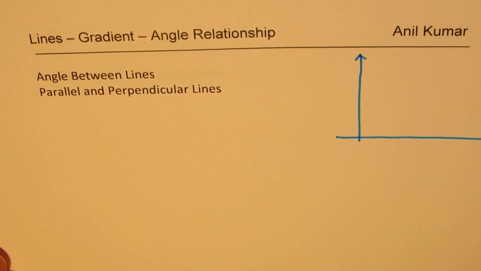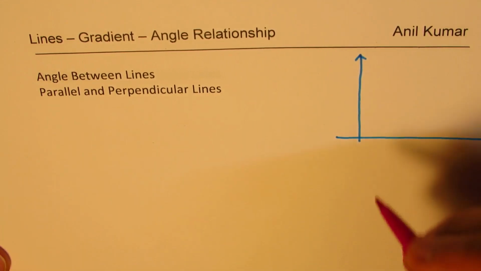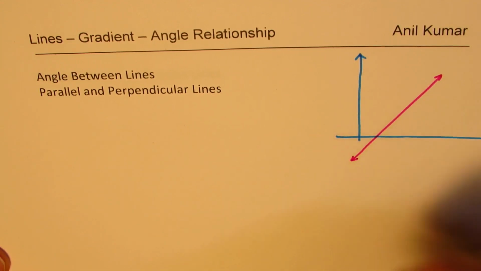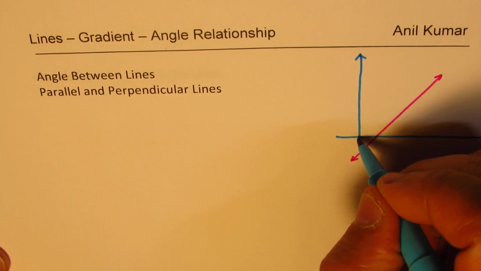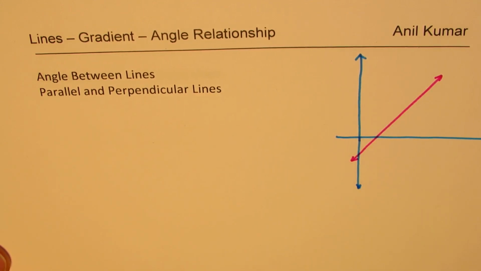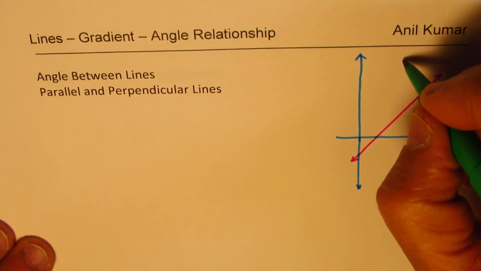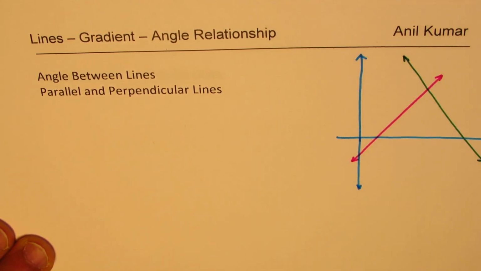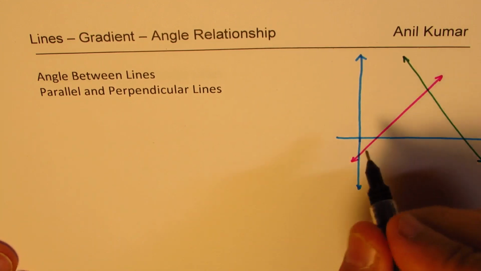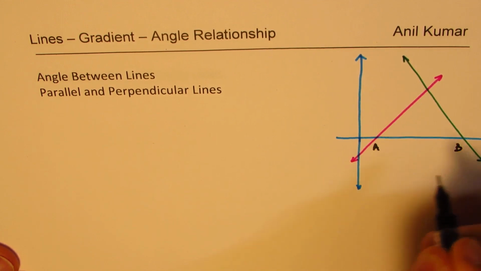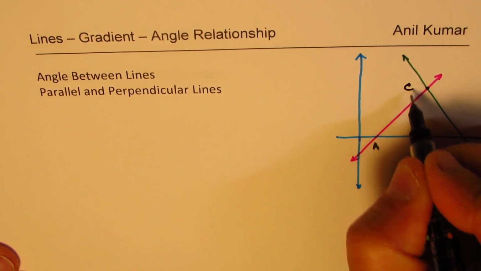So let us say that we have a line which is increasing. Let's say this is the line which is increasing. I should have drawn the axis kind of like this. And let's make the other line which is decreasing. So these are two lines. Let's say the points are A, B, and let's say this point here is C.